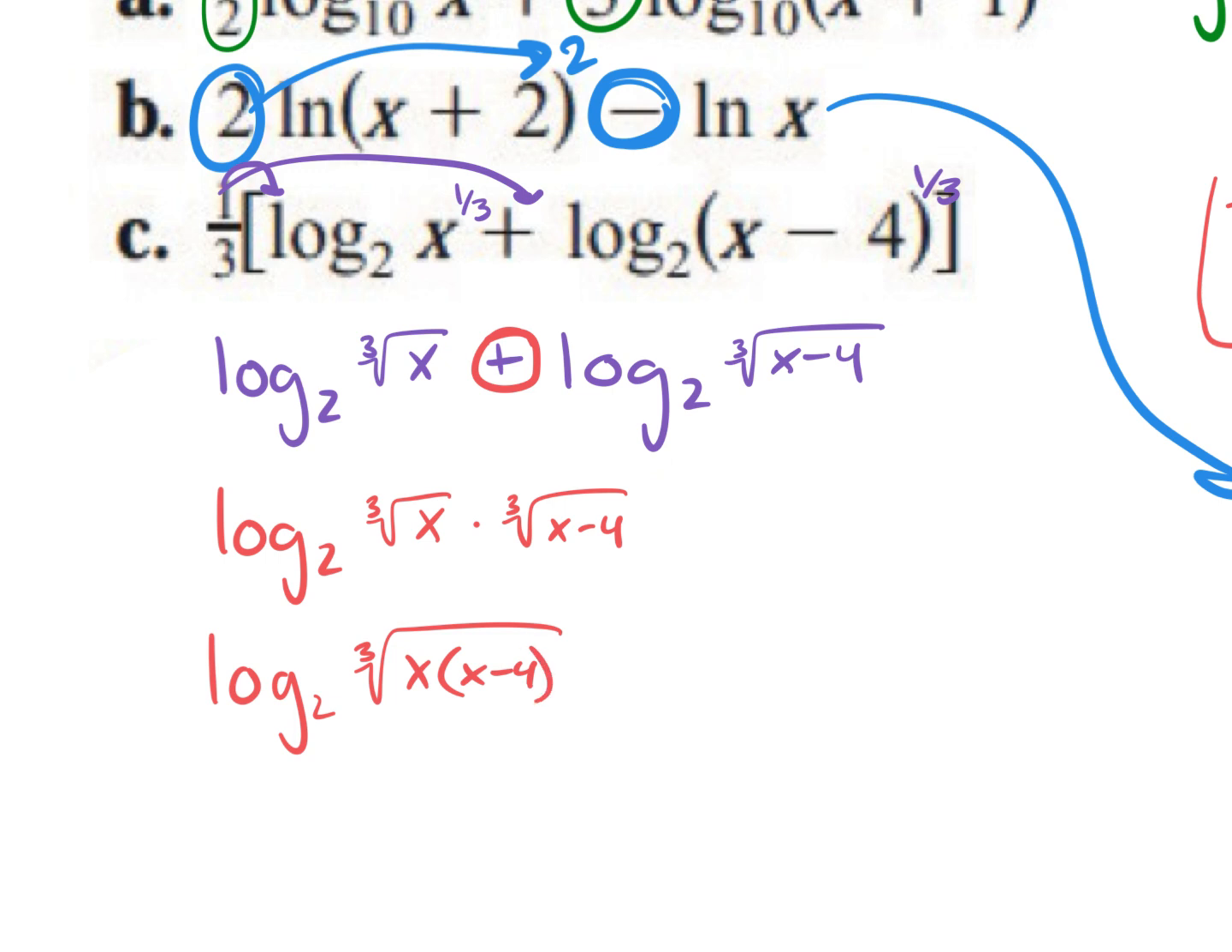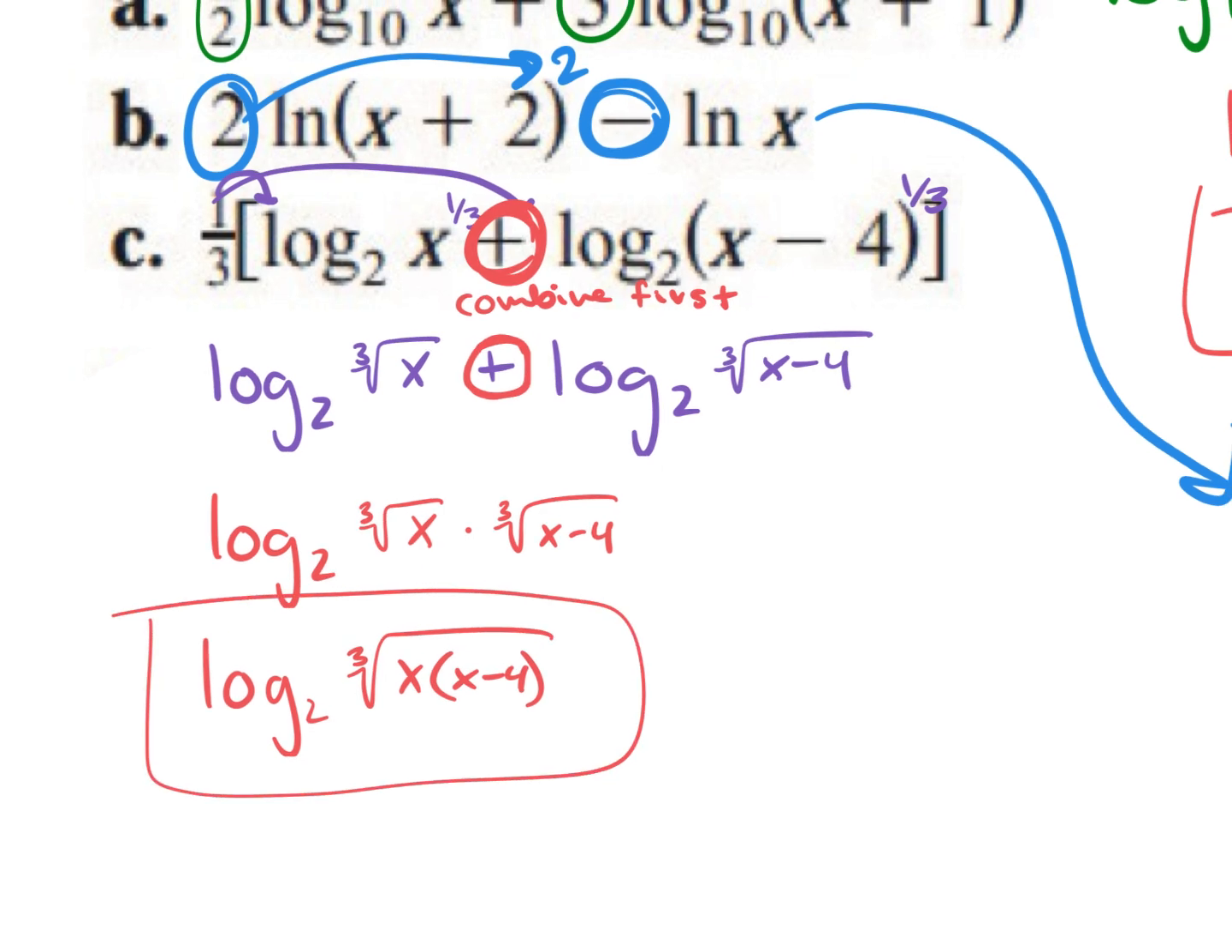So you could have combined them with addition first, and then dealt with that 1/3 as a coefficient at the end. But either way works. But if you have the same radical, you could put them together. So this would be our most simplified answer.